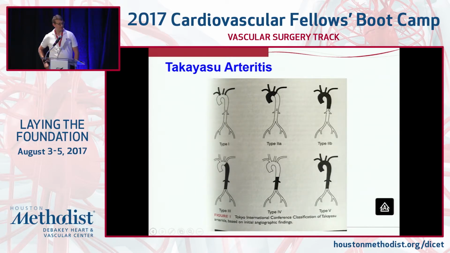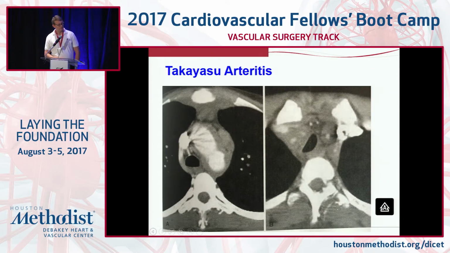And the 6 patterns are here. This is the Tokyo International classification. Most commonly what you see in a vascular surgery practice is type 1, so you see great vessel disease and upper extremity disease for the most part. This might be a typical appearance.